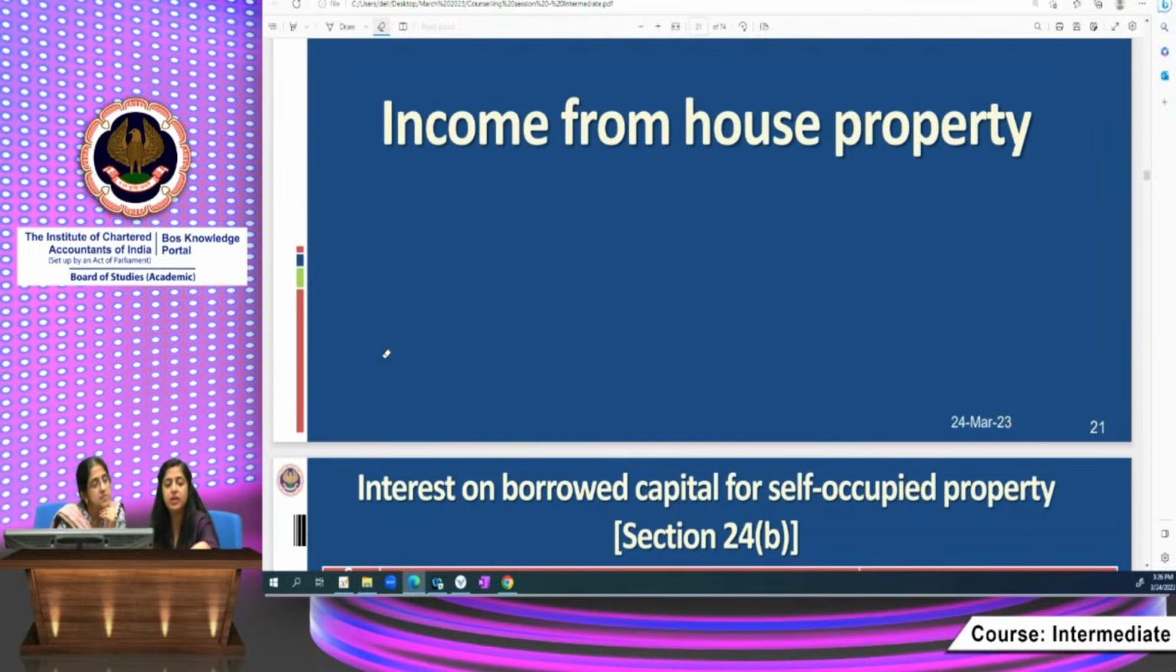So if nothing is mentioned about DA, the first view you should take is that DA doesn't form part of retirement benefit. But if you take the other view, you should clearly write in your notes that you are assuming so, if there is no other information from which it can be derived whether it forms part of retirement benefit or not. So you should clearly write your assumption in those particular cases.